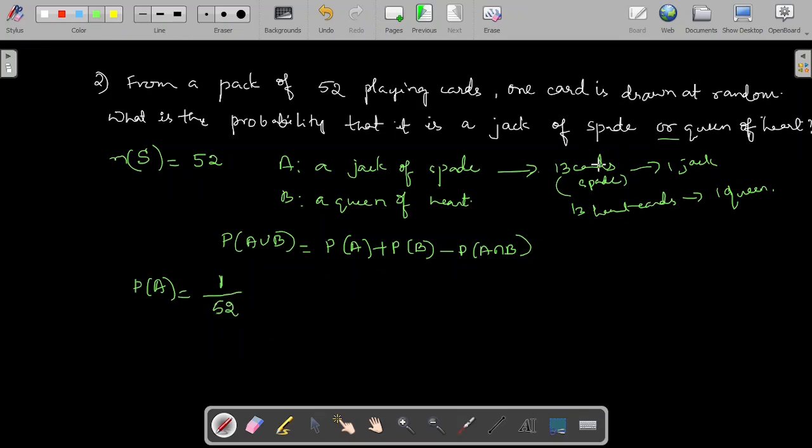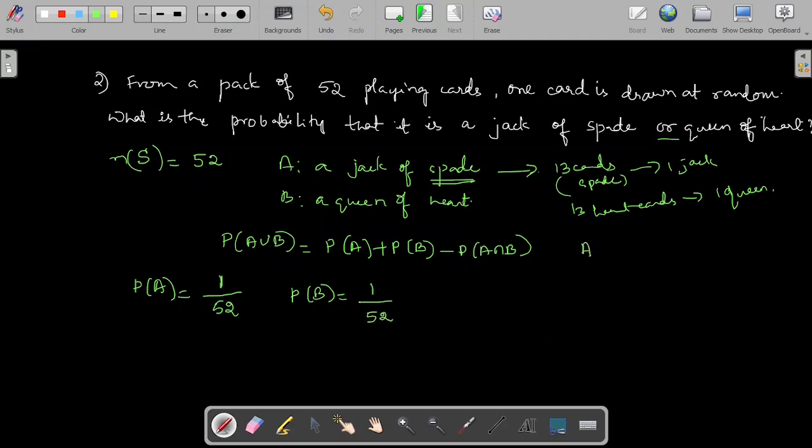I have just written here 13 cards. This 13 is of no use now. You just have to consider the total number of outcomes and the outcomes favorable to this event. There is only one jack of spade. If it were just a jack, then there are 4 jacks, one in each type. But here they have mentioned a jack of spade. Therefore, there is only one jack in spade. So, P of B equal to, again, queen of heart, which is again 1 divided by 52.